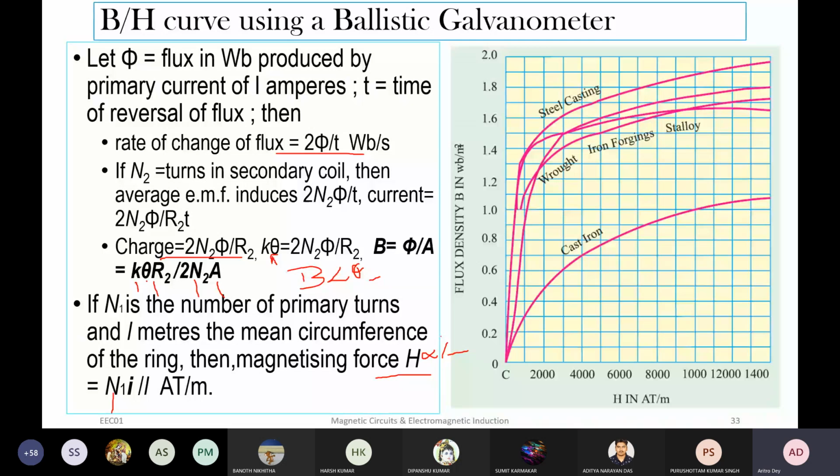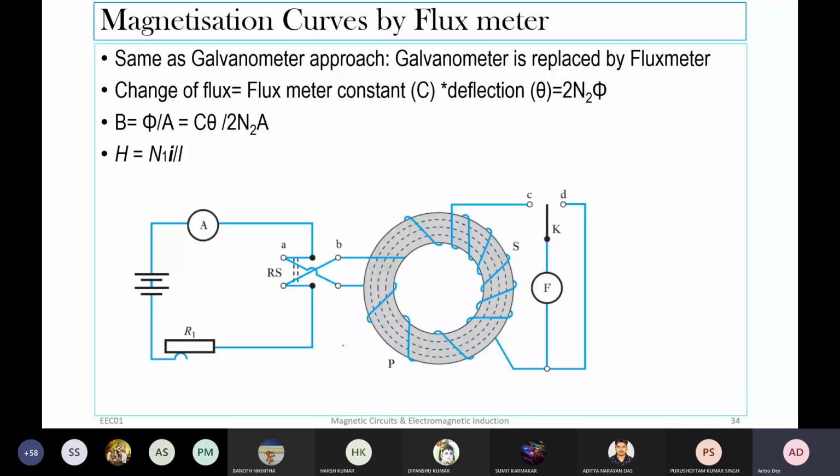It is the same as the concept of the galvanometer. Here also B equals phi by A, and the flux meter will give you the deflection as per the flux generated, which is C into theta. If you reverse it, your deflection is equal to 2 into N into phi, because phi minus of minus phi will give you 2 phi, and that into N will give you the deflection. This is how you will get H and B, and if you plot it, you will get the BH curve using a flux meter.